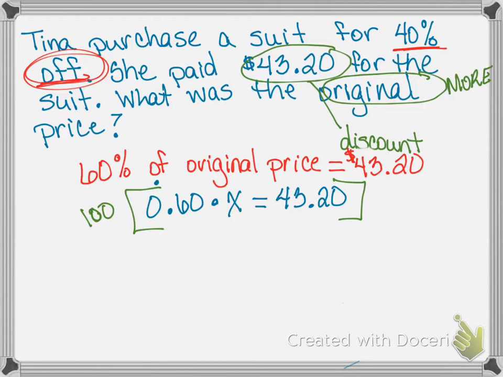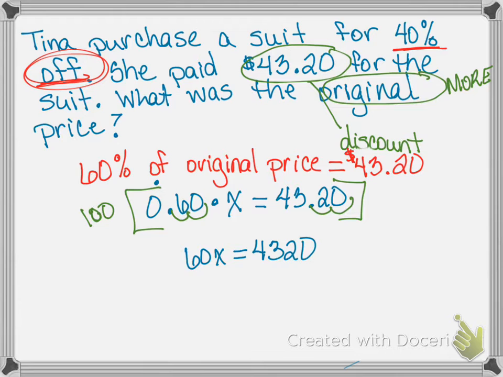When I multiply 0.60 by 100, how many times do I move my decimal? Twice. I only move it once when I multiply by what? 10. Excellent. So I move it twice. So I have 60x equals 43.20. I move it how many times? So I get 4,320. I get rid of the decimal.